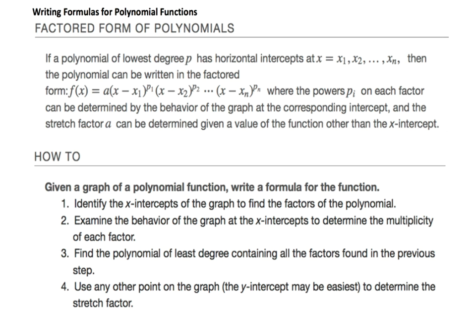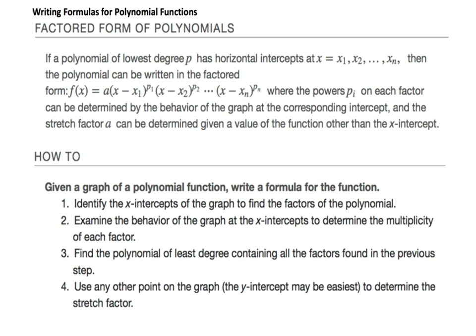Okay, so factored form of polynomials. If a polynomial of lowest degree p has horizontal intercepts, so these are the x-intercepts it's talking about, x sub 1, x sub 2, x sub 3, and so on. That's just a naming system. All this is saying is the polynomial can be written in the factored form, A, which is your stretch or compressed factor, times all your linear factors that they're listing out there. So this is just the general way of writing that.